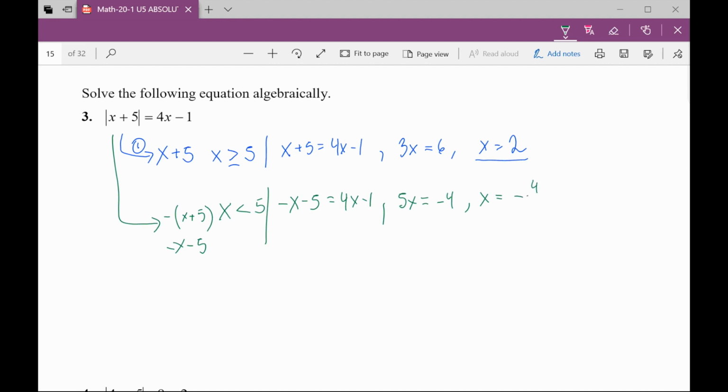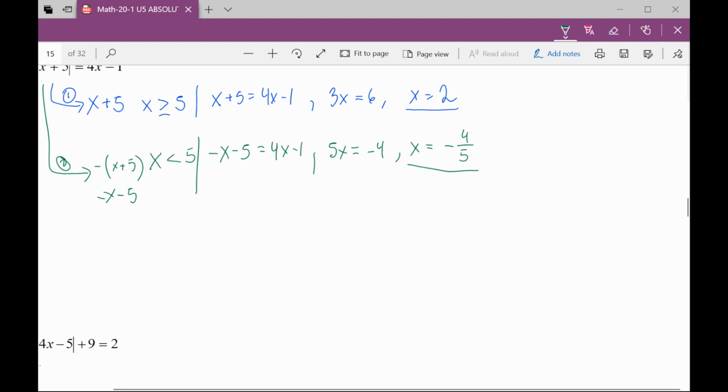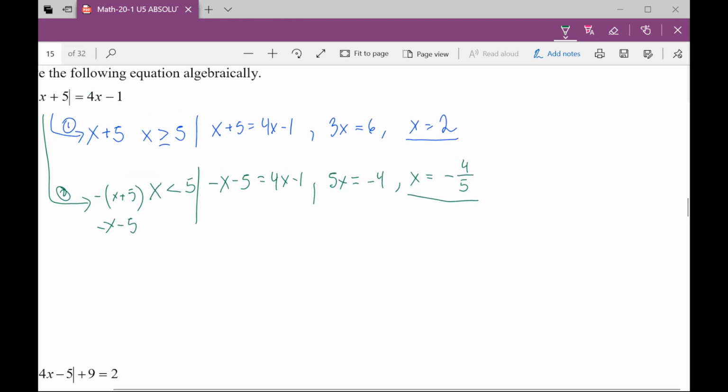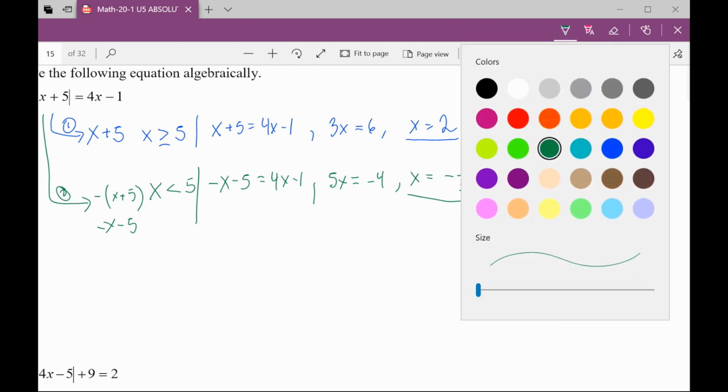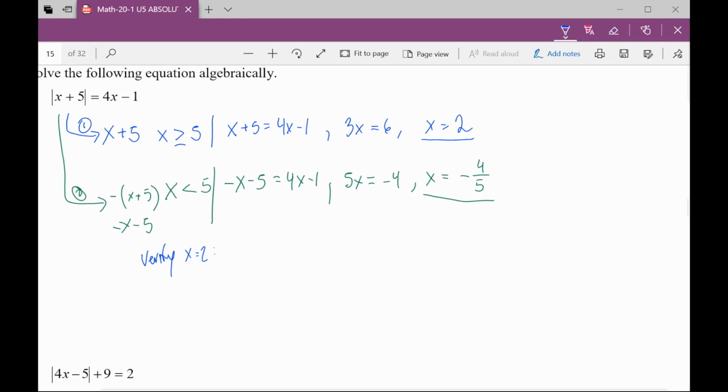and x is going to be equal to negative 4/5. So here we go. We've got two solutions, and we should probably confirm and make sure that these are actually real solutions and not extraneous roots or extraneous solutions. So let's do that. Let's verify one, and we're going to verify it by plugging x equals 2 into the original equation. Instead of x, of course, we're going to use 2.